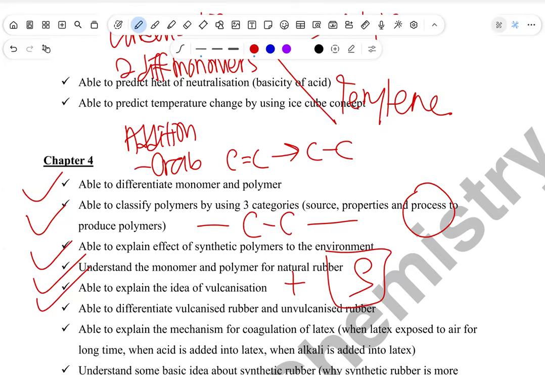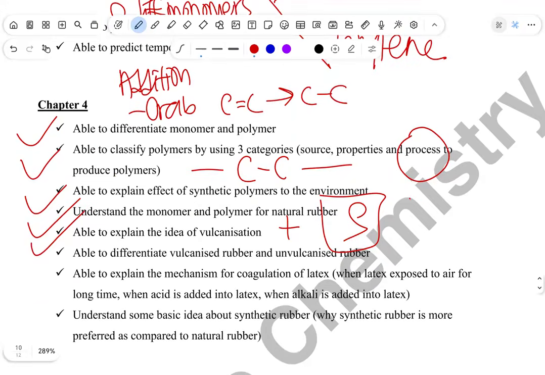Okay, sulfur, right? So we add sulfur to the rubber and create sulfur crosslinks, right? Sulfur crosslinks make the rubber stronger, harder, more elastic, higher resistant to heat, higher resistant to oxidation. So make sure you know how to differentiate vulcanized and unvulcanized rubber. Vulcanized rubber got sulfur inside, unvulcanized don't have. Vulcanized rubber is much better compared to unvulcanized.